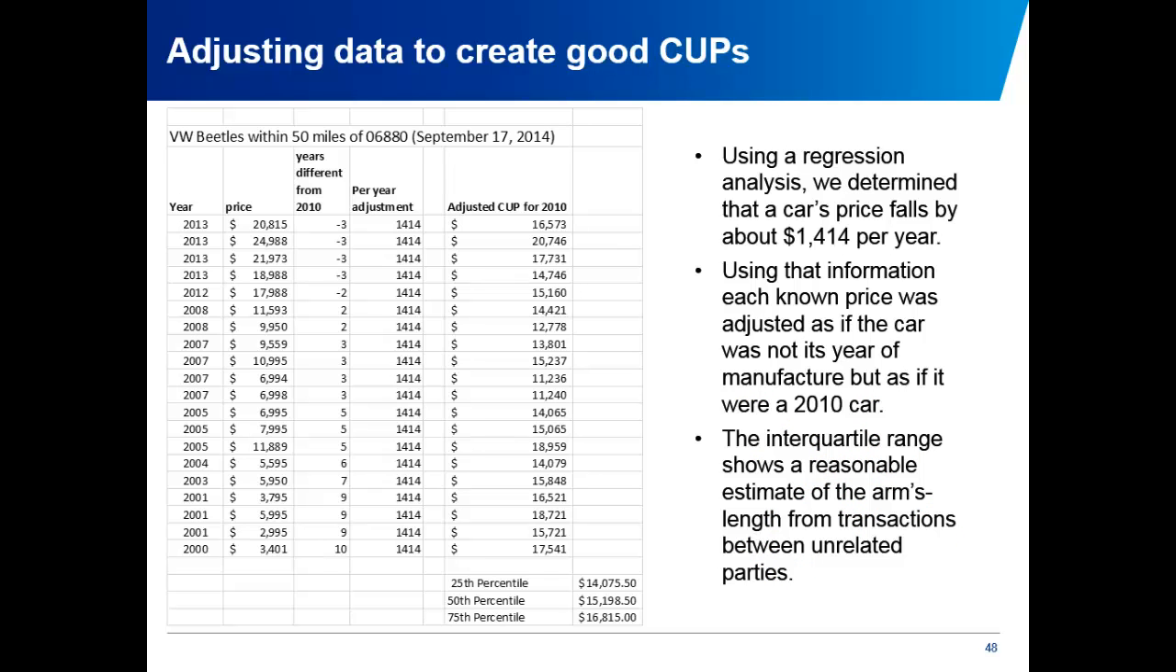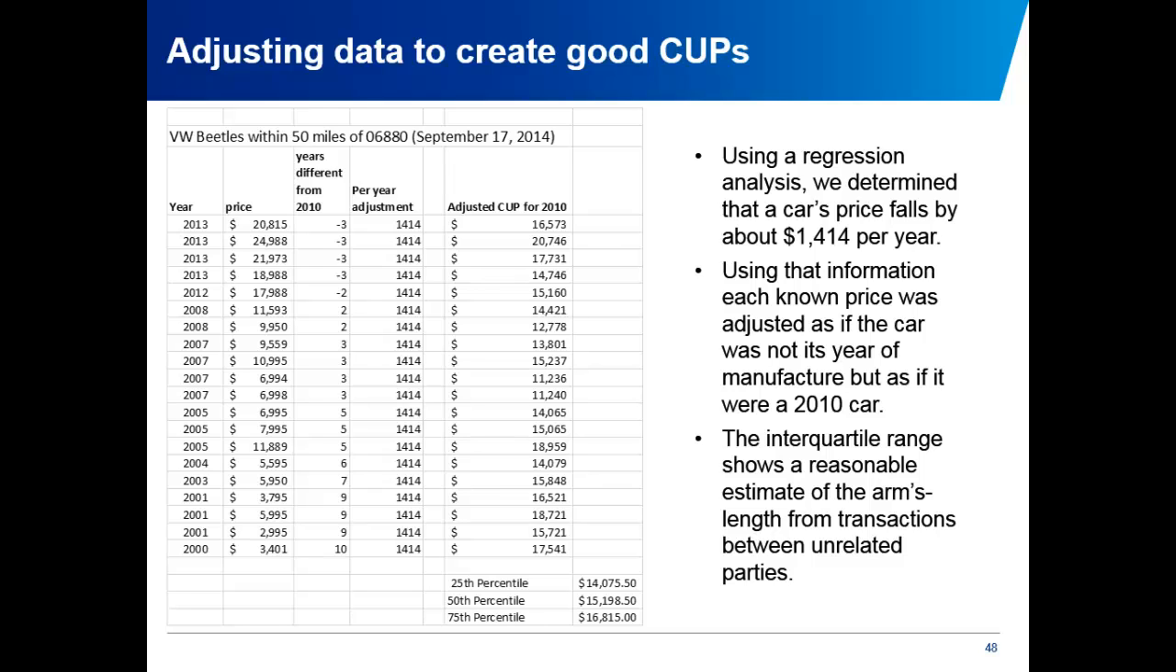So on this next slide, using the results of that regression analysis, we determined that a car's price falls by about $1,414 per year. Using that information, we took the price that was quoted in the marketplace for each car for sale and adjusted it by the number of years difference from the target year, our comparable year, which is 2010, at a per year adjustment.